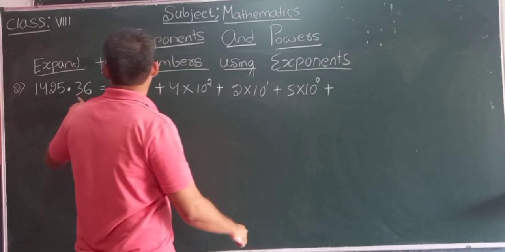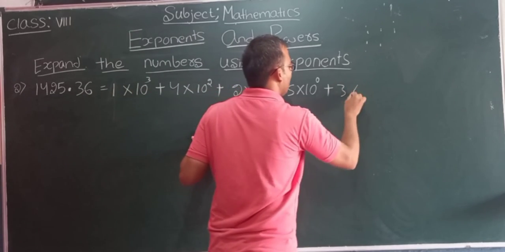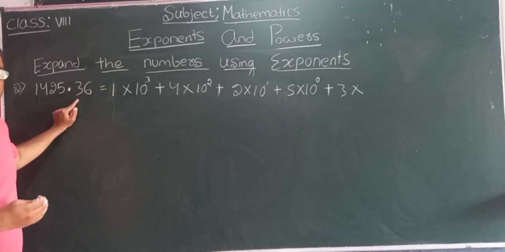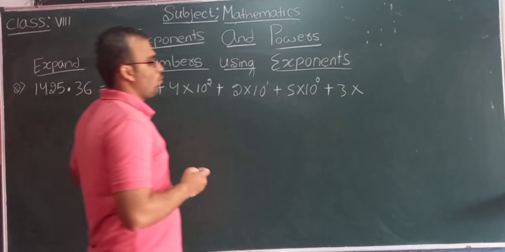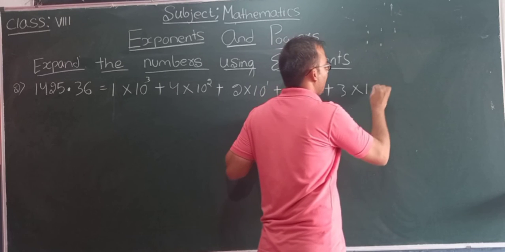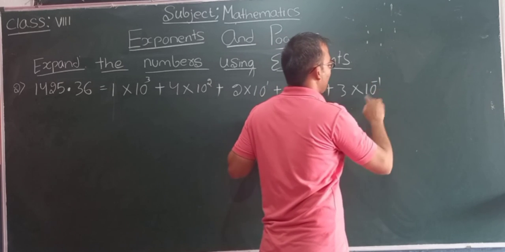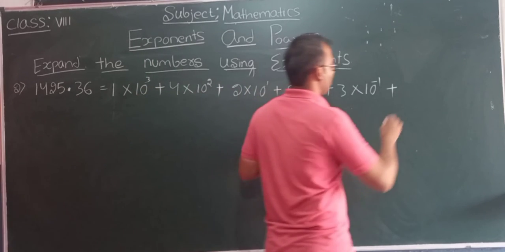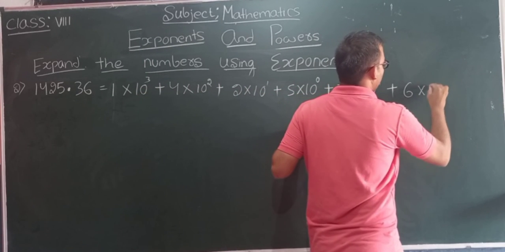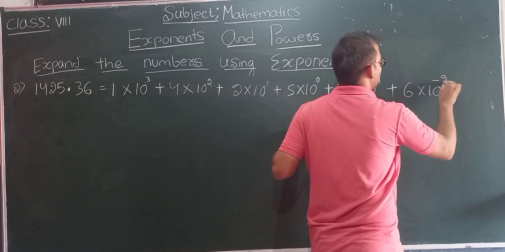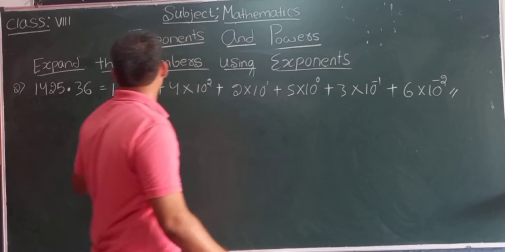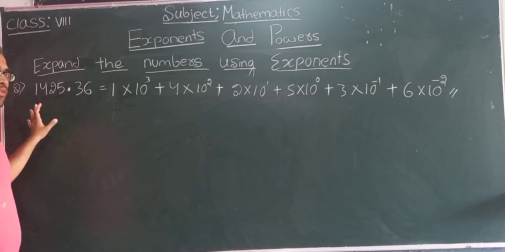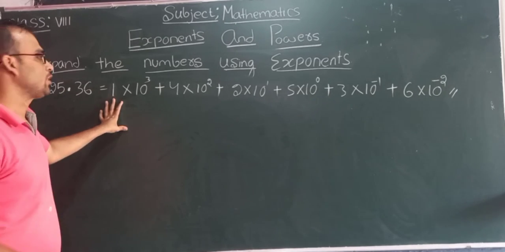Next, plus 3 into, students, this 3 is the tenth value, no? So this 3 is the tenth value, means 1 by 10. So we can write it as 10 to the power minus 1, plus, so this is the hundredth value. So we can write it as 6 into 10 to the power minus 2. This is how we can express any number using exponents. This is how we can expand any numbers using exponents.